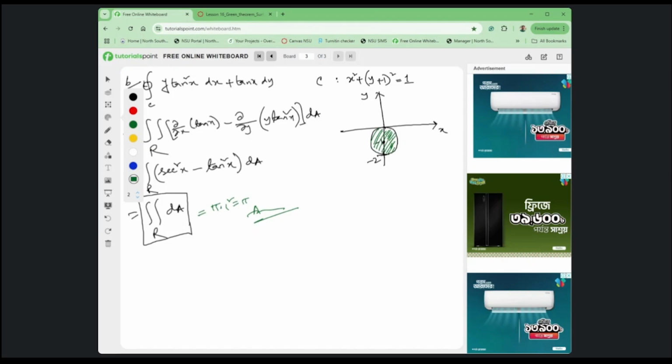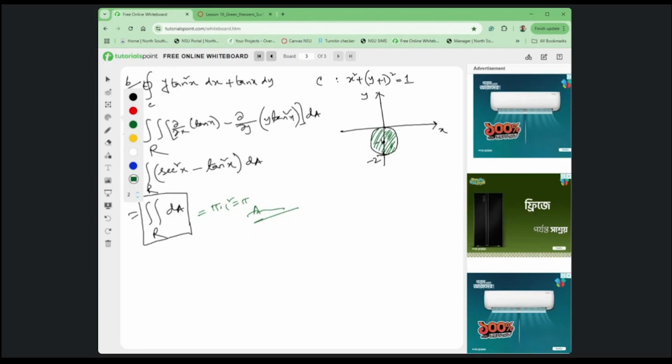Once you understand that this integral form represents geometrically the area of a circle, you can just write the area of that circle. You don't need to proceed with the integral process.